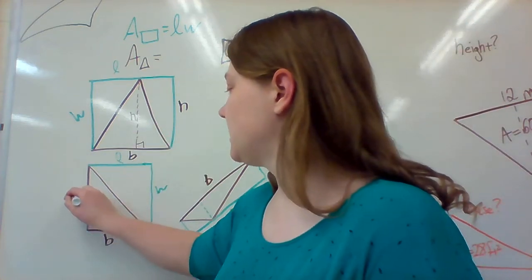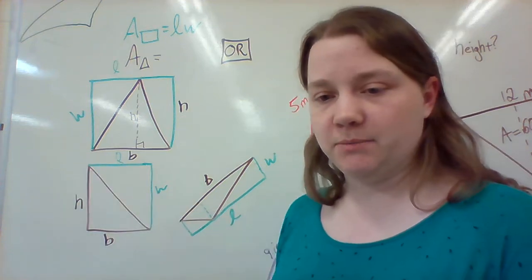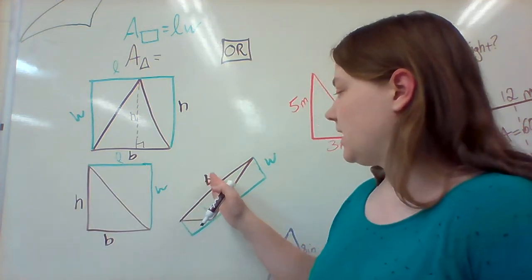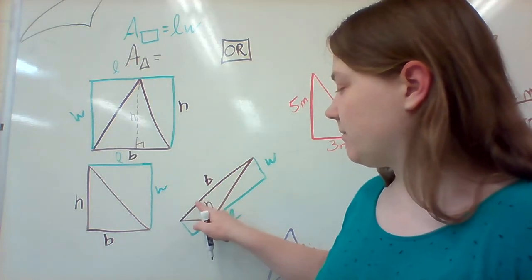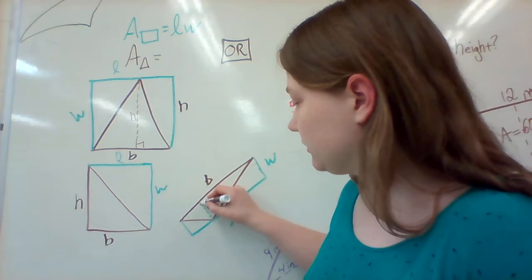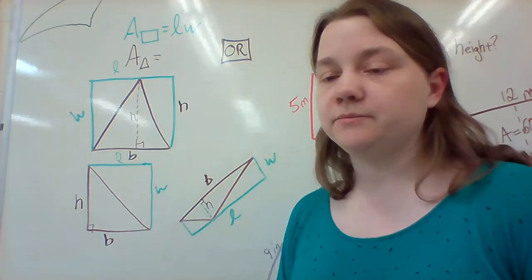Here I have base and I have height. It's going from the base all the way up to the far tip of the triangle. And then over here I have my base, and my height is here, going from my base all the way to the tip of my triangle. And the base and the height are always perpendicular to each other.